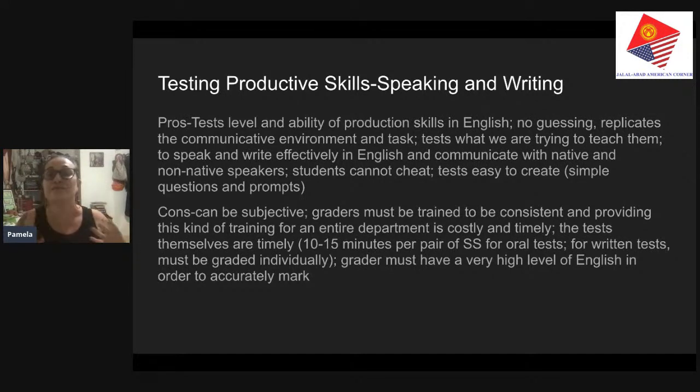So this kind of test that recreates that environment is very reliable in finding out how you would act in that environment, because it is asking normal questions and asking you to respond in real time, listening to the questions that are given and then answering them in real time. So this is testing what we're trying to teach them: speaking and writing effectively in English, communicating with native and non-native speakers. So yes, there are a lot of times where you will have to communicate with non-native speakers.